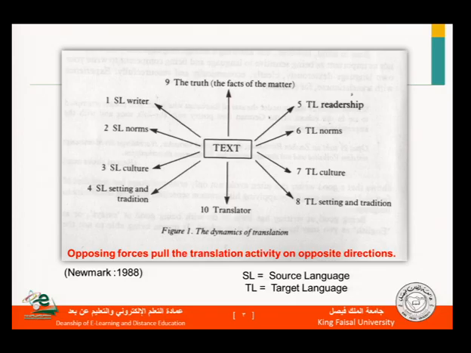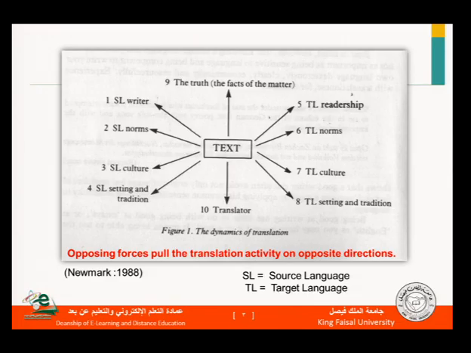So we have 10 components، أجزاء 10 يخترعها مين؟ نيومارك. On what? 10 components. This is called by Newmark the dynamics of translation. ديناميكيات الترجمة. Dynamics of translation. يعني مثلا الحين target language, these are 1, 2, 3, 4, 5, 6, 7, 8, 9, 10 components or dynamics of translation that are suggested by Newmark. And we have talked about that.